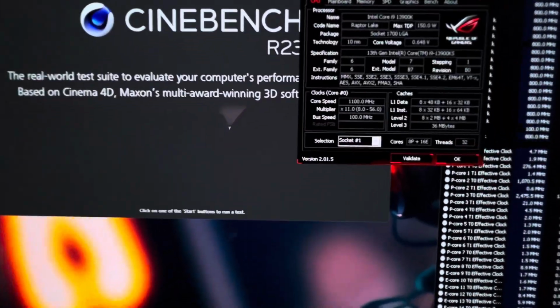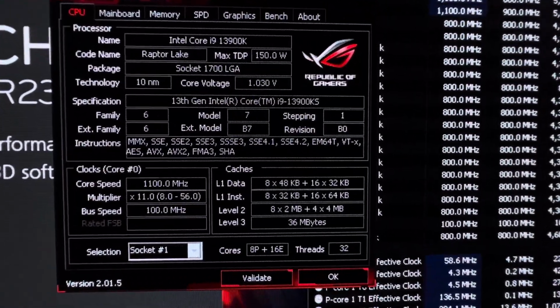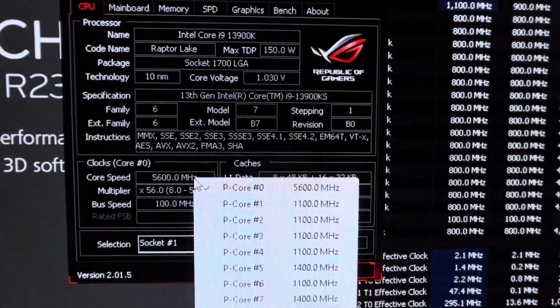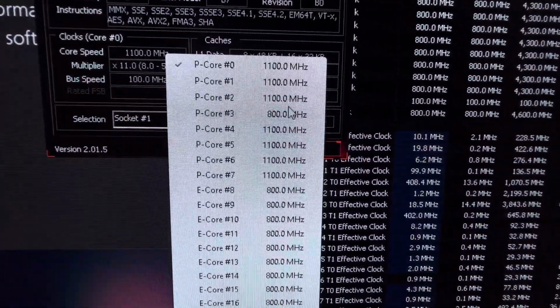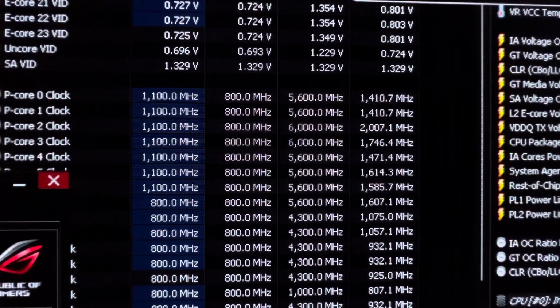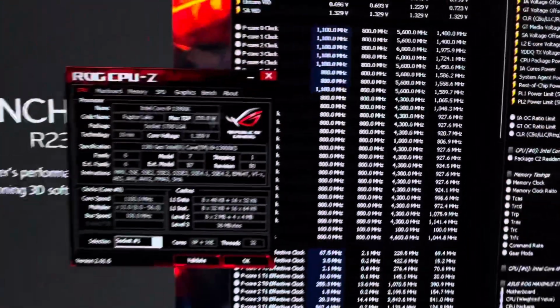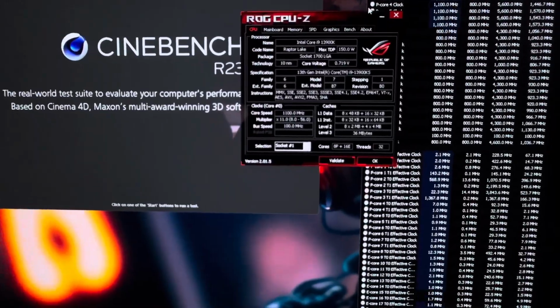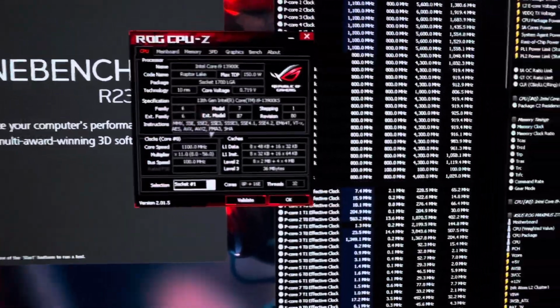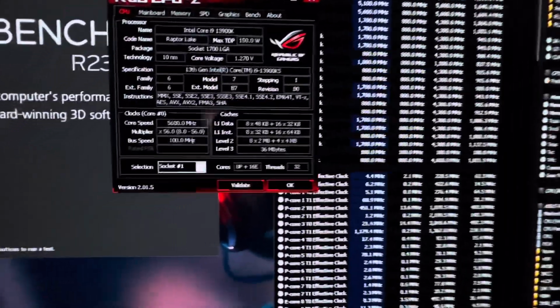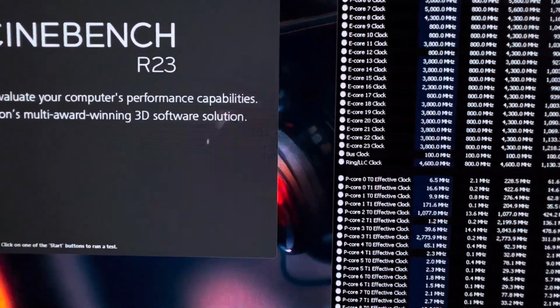And this 13900KS runs totally stock, right? Totally stock, nothing crazy going on. It runs at 5.6 and it will boost to 6 GHz on two of the P cores. You can see right there. Auto voltages, load line is 1. And it is a performer. There's no power limits or anything whatsoever.